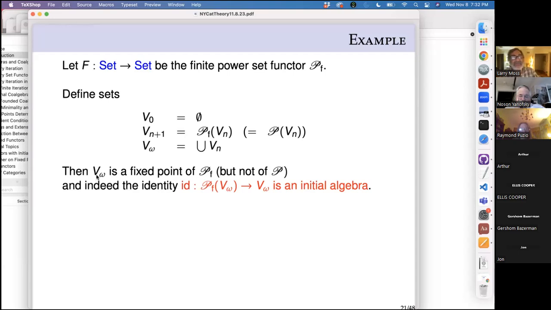And when you do that, that's called V omega in set theory. And that's a fixed point of the finite power set. So every finite subset of V omega is actually an element of V omega. And that means that the identity is actually an algebra. The identity, they're the same set. And by Adamek's theorem, that's an initial algebra. So that's great for how you get your hands on an initial algebra. But I want to talk about the final coalgebras too. So stop me if this is all rolling on too fast here.